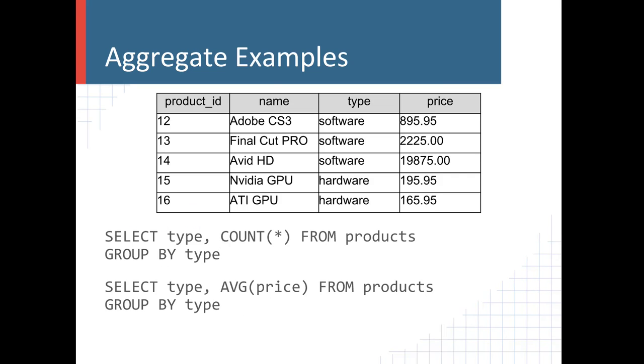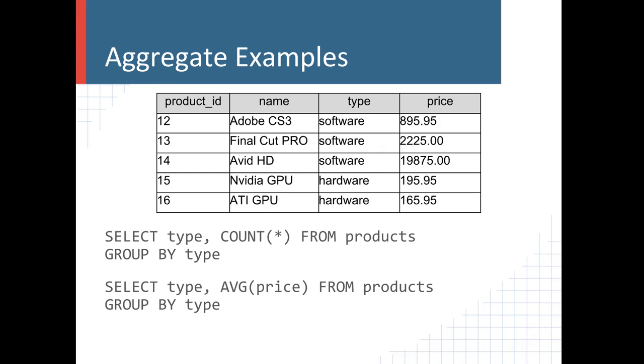So here's an example. We can select the type and count from products, group by type. So the two types are software and hardware. There are 3 items that are software and 2 items that are hardware. That's the value that we'll get back. Select type average price from products, so it will find all the software products and average their price. It'll find all the hardware products and average their price, and that's the value that we'll get back from the second command.